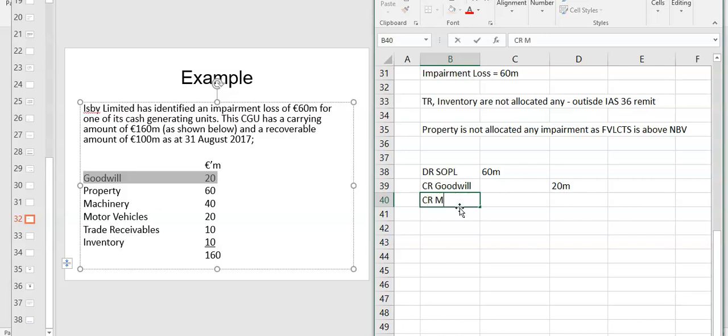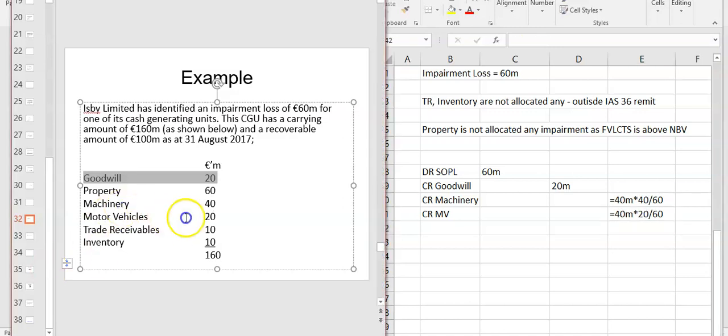And then you're going to credit machinery and motor vehicles with what's left. In this case, you have 40 million of impairment left, and you're going to allocate it two-thirds, one-third, times 40 over 60, and there's only two of them, so it's times 20 over 60. So two-thirds, one-third, because they're the only other assets that are getting allocated.